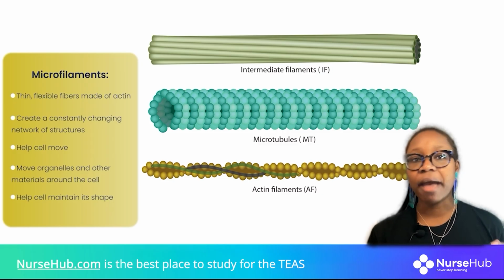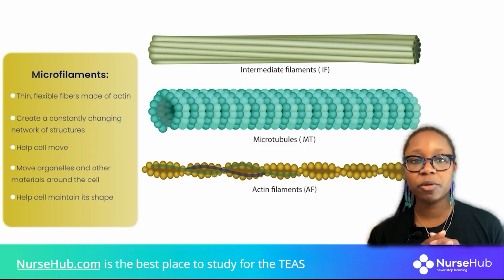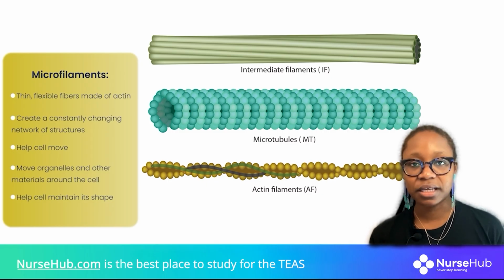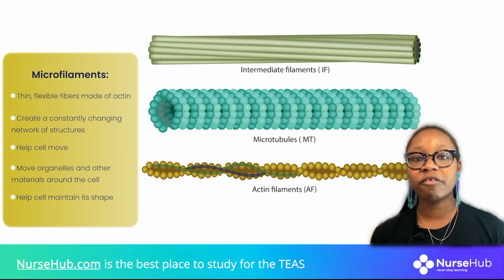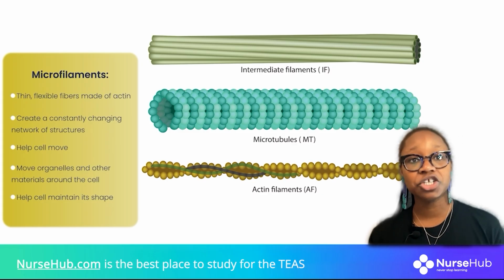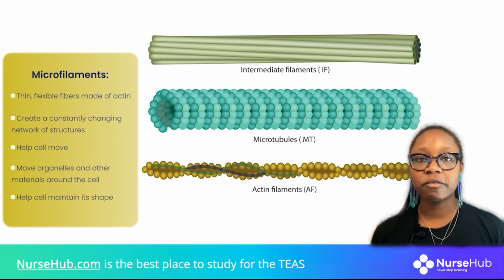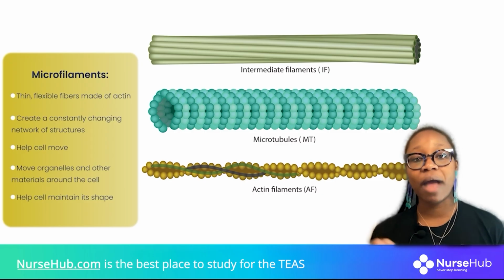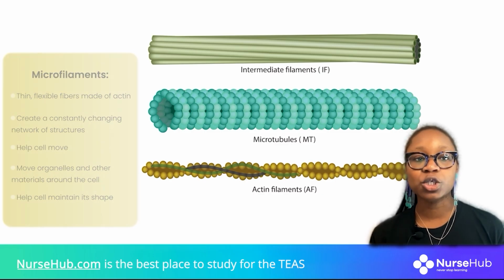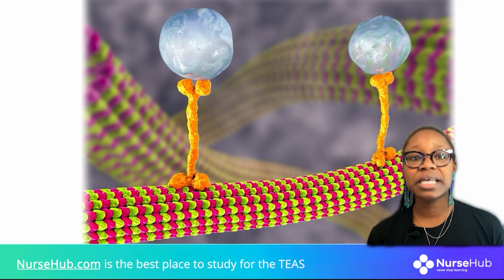Actin filaments and microfilaments are the same, and those terms are interchangeable. They are thin, flexible fibers made of the protein actin, hence the name actin filaments. They create a constantly changing network in cells that is essential for many functions. Microfilaments help the cell move by forming temporary extensions called pseudopodia, fake feet, right? They are also important for moving organelles and other materials around the cell, which is called cytoplasmic streaming. Additionally, microfilaments can bundle together to help the cell keep its shape.